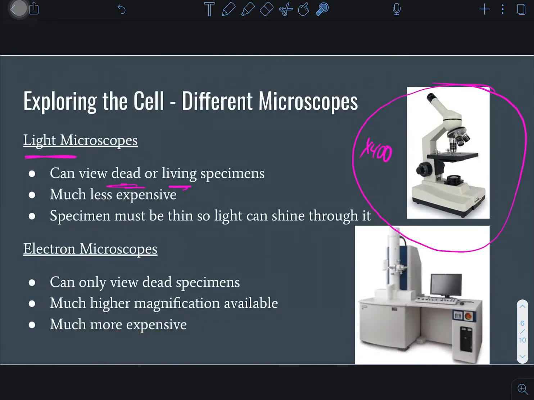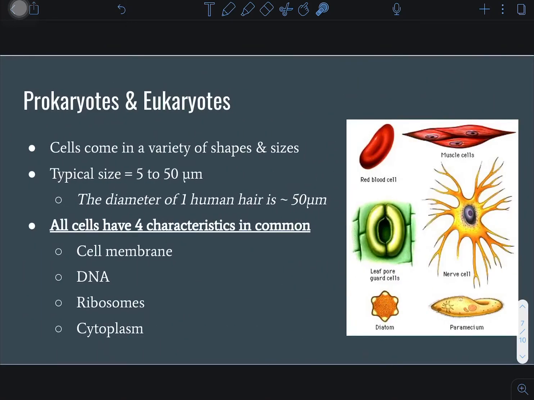We don't have any of these. These are probably $1 million, or in that ballpark, hundreds of thousands of dollars, maybe we should say, in order to get one. At least they were back in the day. Okay, really expensive, really cool, for a high school science classroom. We don't have one. Okay, now there's two different basic classifications of cells.